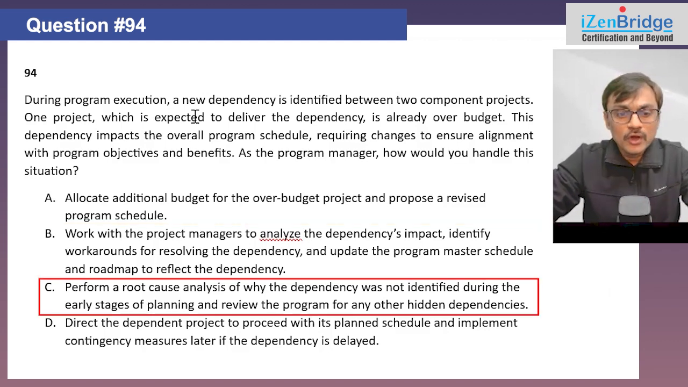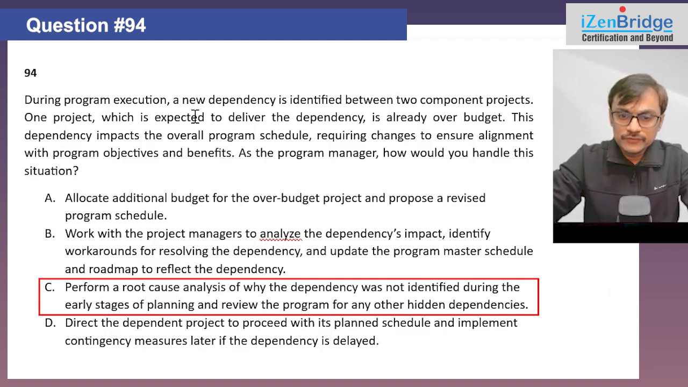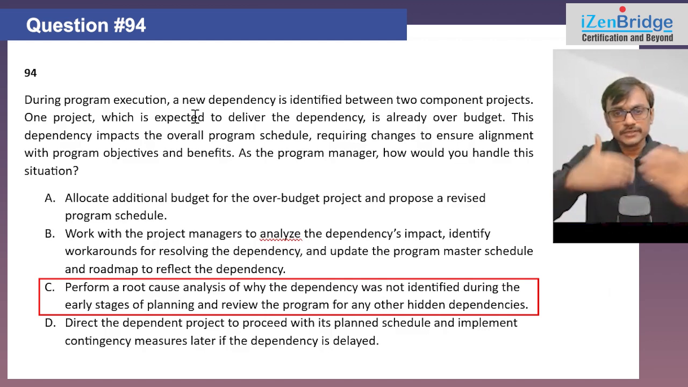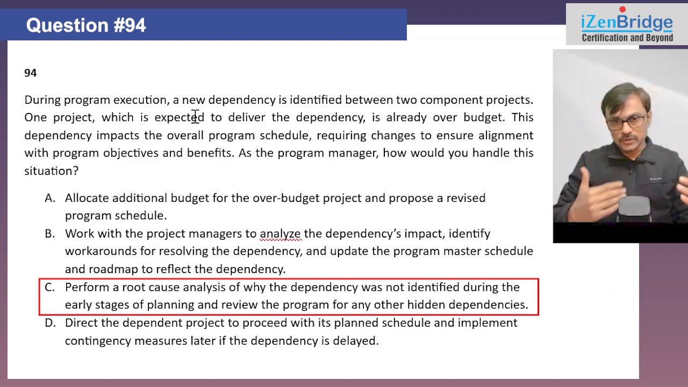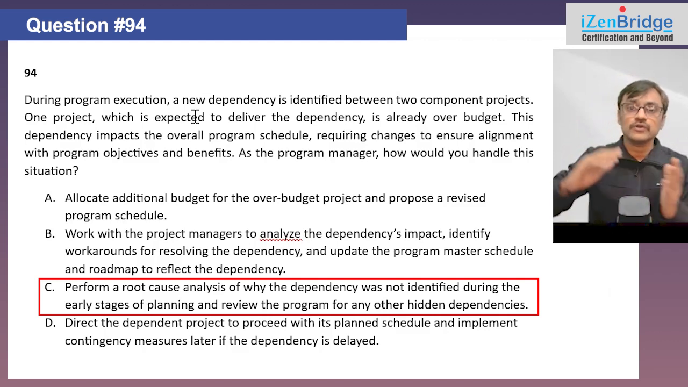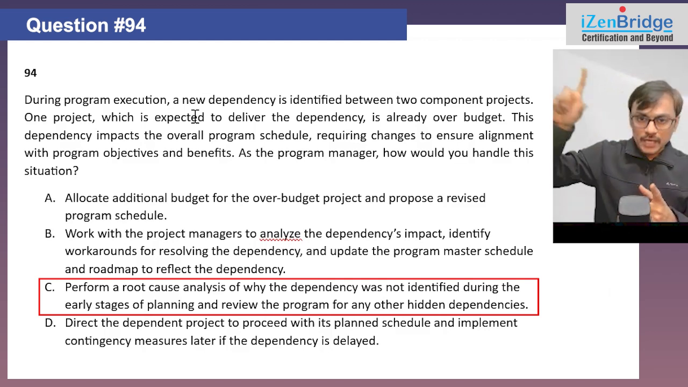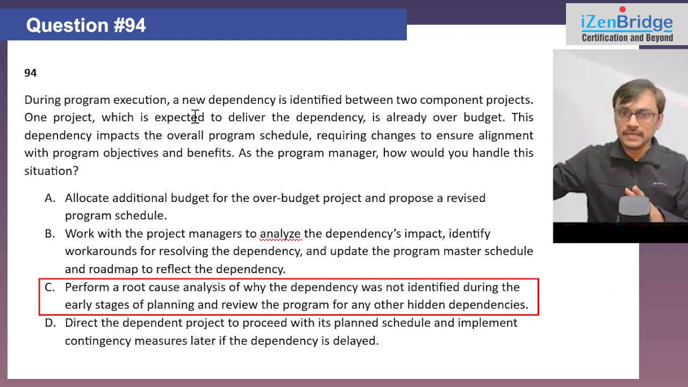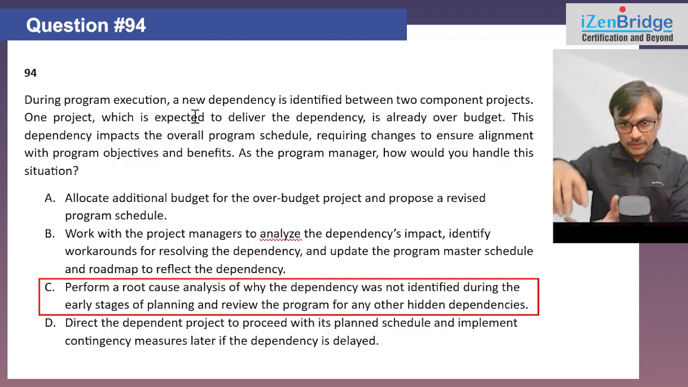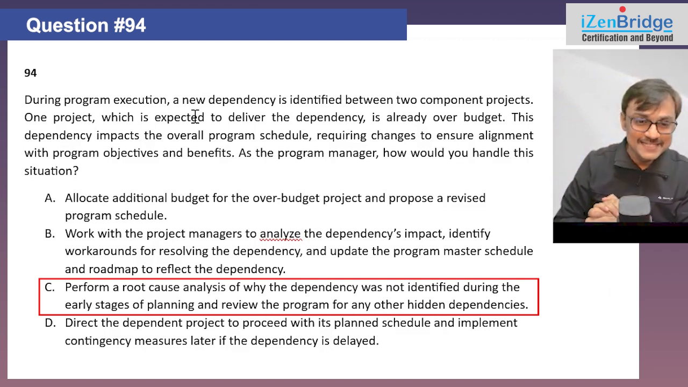Yeah. So looks good. Option C, perform a root cause analysis of why the dependency was not identified during the early stage of planning and review the program for any other hidden dependency. You can do it. So that's another trend we need to keep in mind. Whenever something goes wrong, I need to fix the current problem, the corrective action, before I focus on the preventive thing. So option C is saying preventive: how can we avoid such an occurrence happening in future. Okay, great idea, but right now you have an occurrence, you need to take care of that. So that way I can keep option C aside.